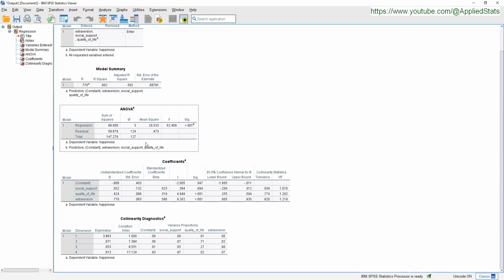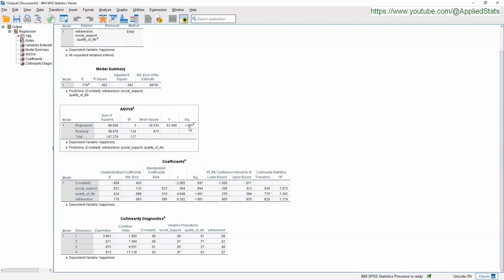ANOVA table. This one presents an F-test, which is related to your R-square. Basically, you want to know if your R-square, this amount of variance explained, is significant or not. So here you have an F-test and degrees of freedom, 3 and 124. And this is your F value, and this is your significance level. In this case, it's smaller than 0.05. So you can say that your regression is significant. So this R-square value is significant, which is good news. You want it to be significant.